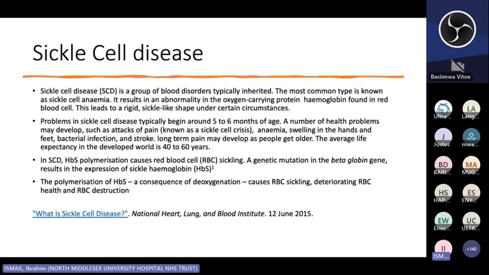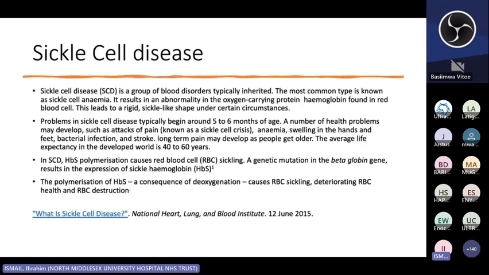So in SCD, it's the polymerization that causes the red blood cells to sickle, as I mentioned before, and it's due to a genetic mutation in the beta globin gene. The polymerization of HbS is a consequence of deoxygenation, which causes the red blood cells to sickle. And I'll get into that in more detail.